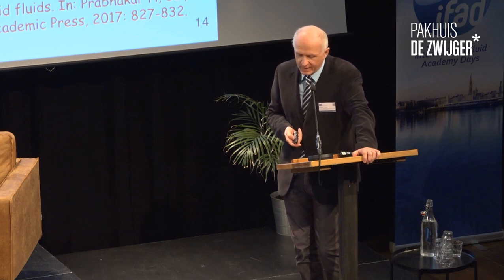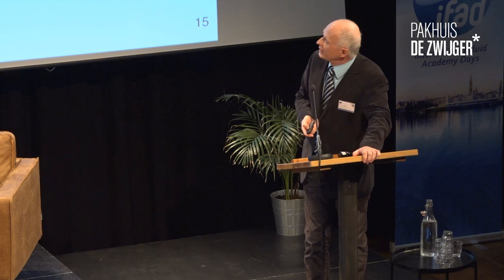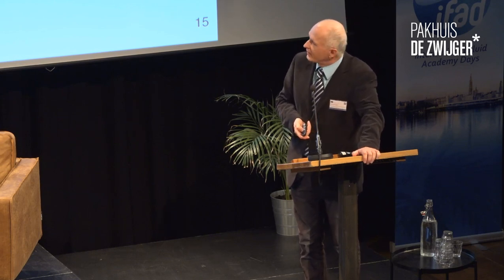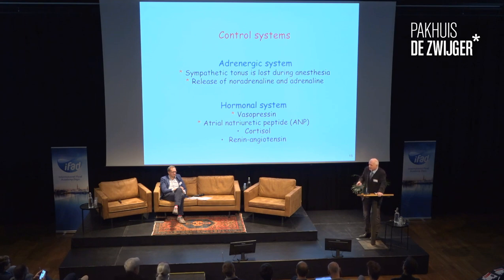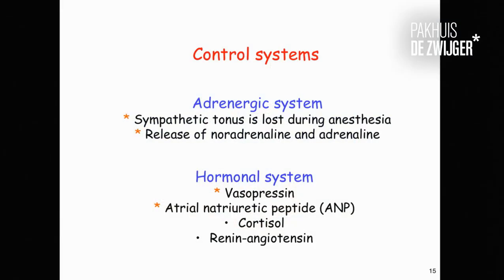The difference between the two types of fluid over time is quite time dependent, as you can see from that graph. Of course, we have control systems in the body that modulate the effect of the fluids. In particular, in anesthesia, sympathetic tonus is lost. That's very important. And also the hormonal systems come into play. There's a lot of experimental data on this, but it's difficult to say during major surgery which factor is more important than the other. But you know the vasopressin saves fluid in the body, and albumin, cortisol, and renin-angiotensin also retain fluid in the body.